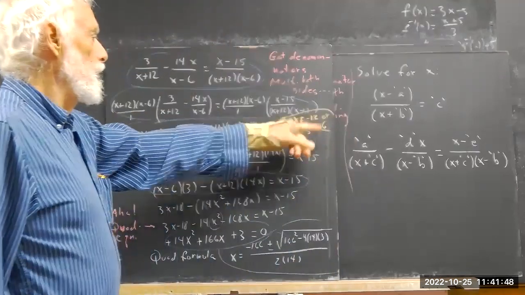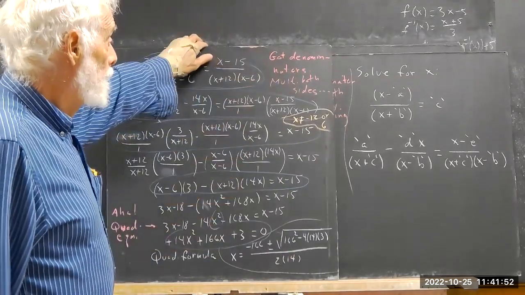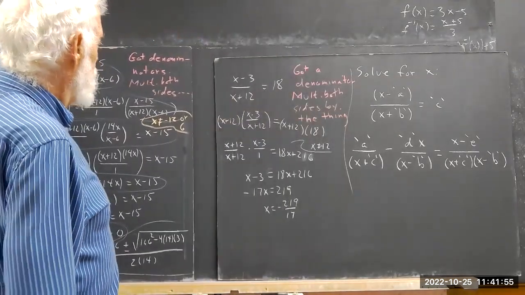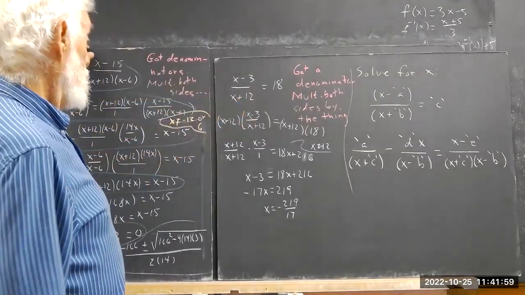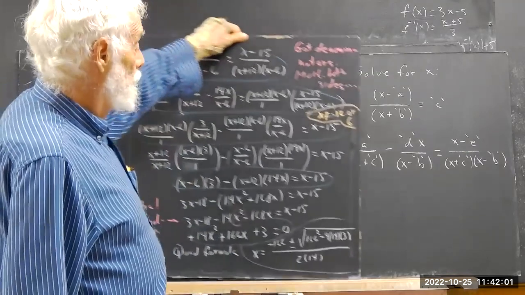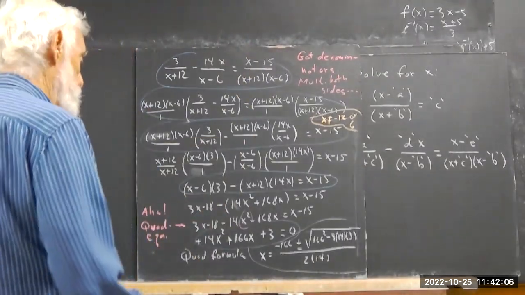X can't be equal to -12 or 6. Same reason. It couldn't have been equal to -12 here, because that would give you 0 equals 0, and you don't get any information out of that. Okay.